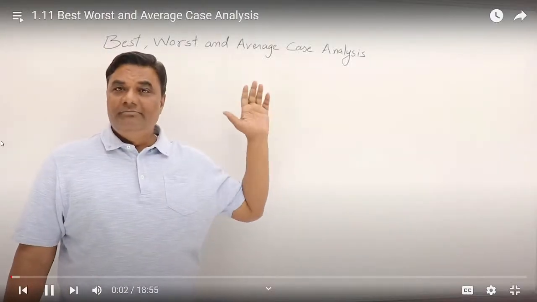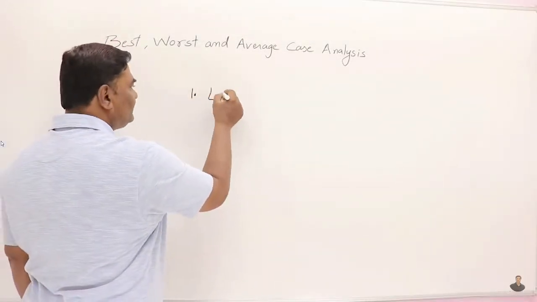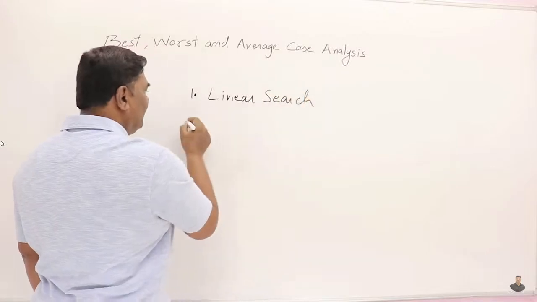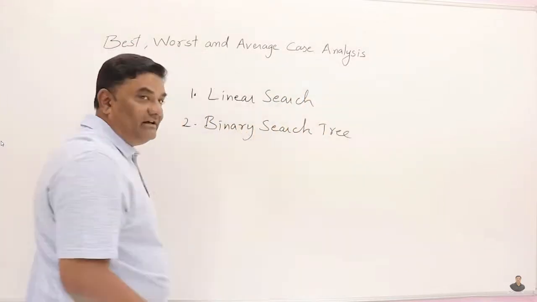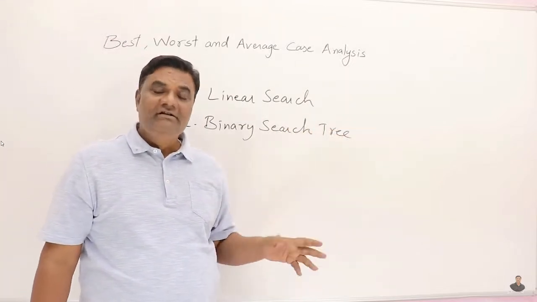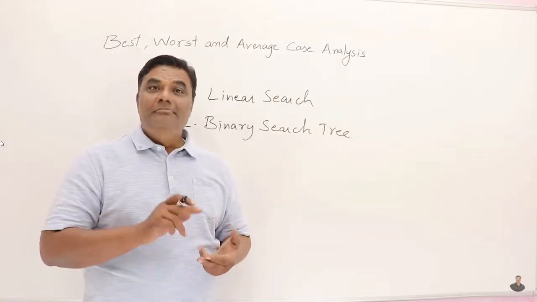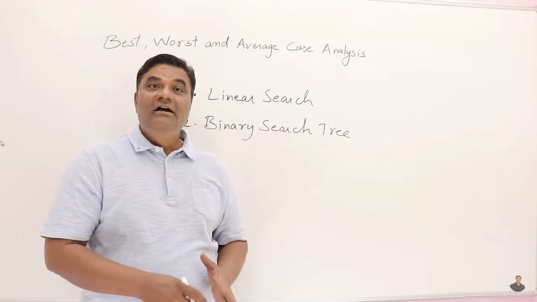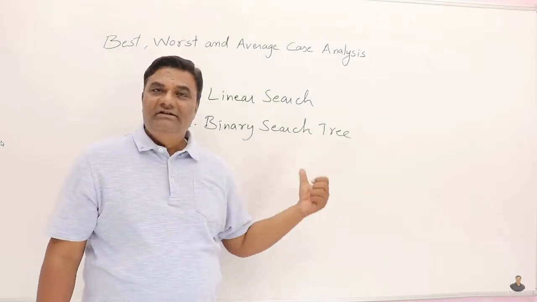In this video, we will learn about best, worst, and average case analysis of algorithms. For example, I will be taking two algorithms, linear search and binary search tree. Commonly we use examples on linear search, but I will take binary search tree also and show you the case analysis on it. So we'll learn about best case and best case time, worst case and worst case time, minimum time in worst case, maximum time in worst case, and average case. So you'll come to know all these things in this video.